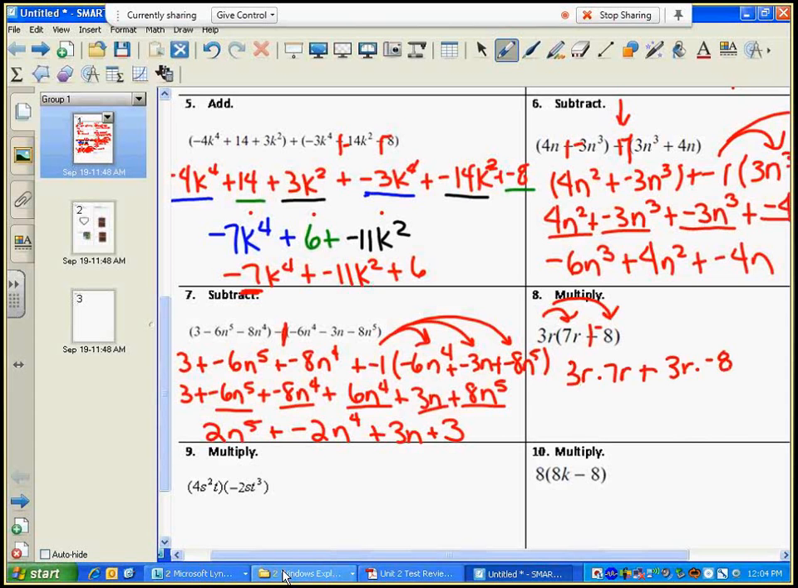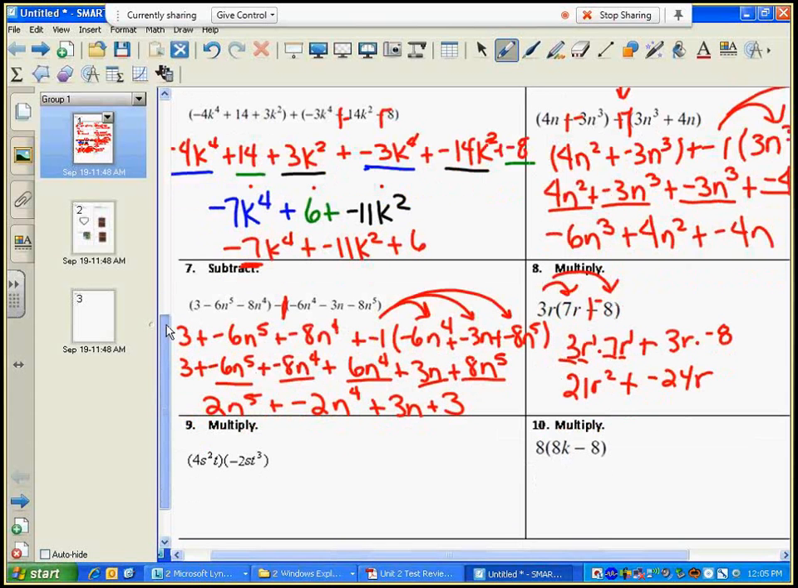Now, 3r times 7r. Remember, I'm just multiplying my monomials, so I'm going to multiply my numbers first. I'm going to get 21. R times r gives me r to the second power. Remember, each one has an exponent of 1. You can use your exponent rules. You can add your exponents. Then 3r times negative 8 is negative 24r. And I'm done.